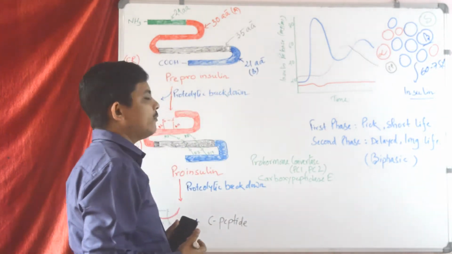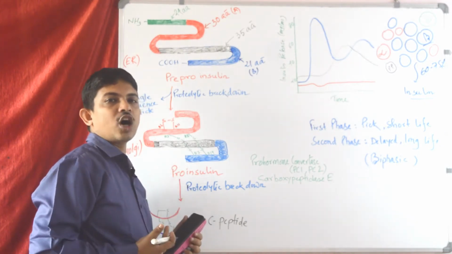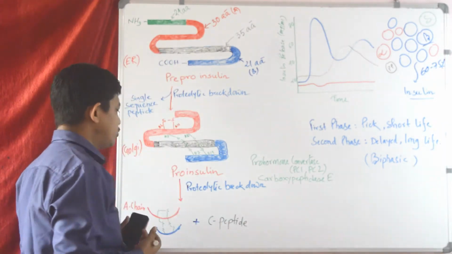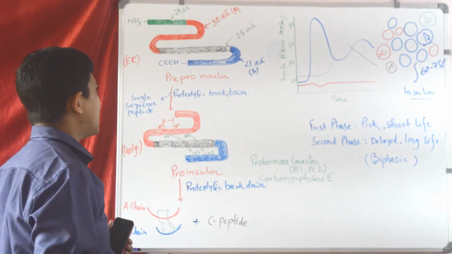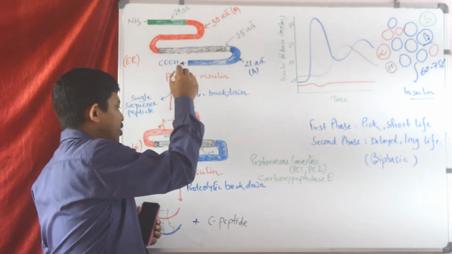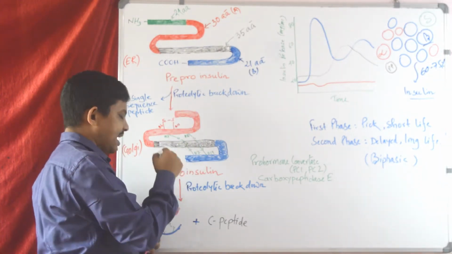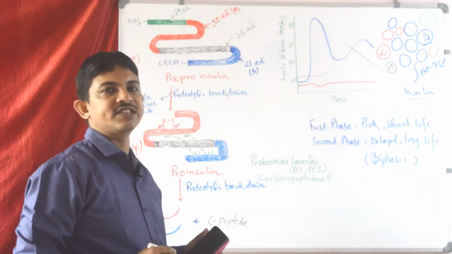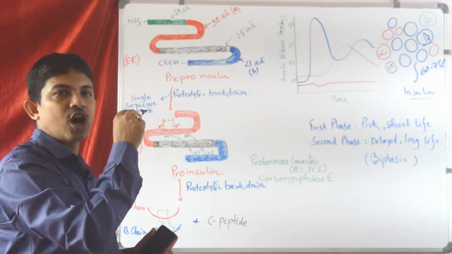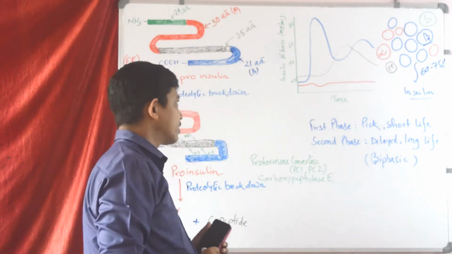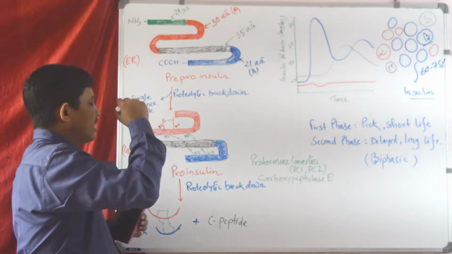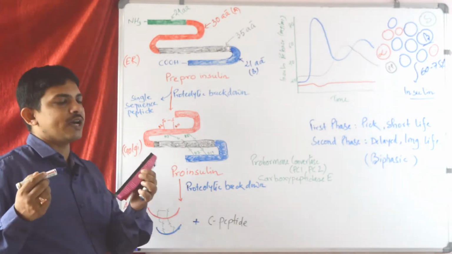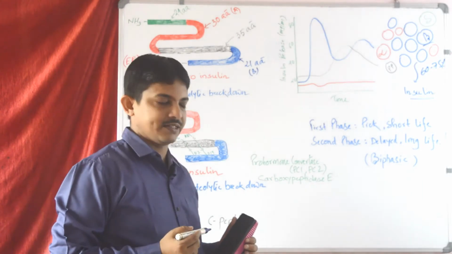Now if we are talking about the synthesis of insulin, what we can find is that insulin is made from pre-proinsulin to proinsulin, and then it will convert into insulin. So first we are going to discuss the synthesis of insulin. In the rough endoplasmic reticulum, pre-proinsulin synthesis majorly takes place.